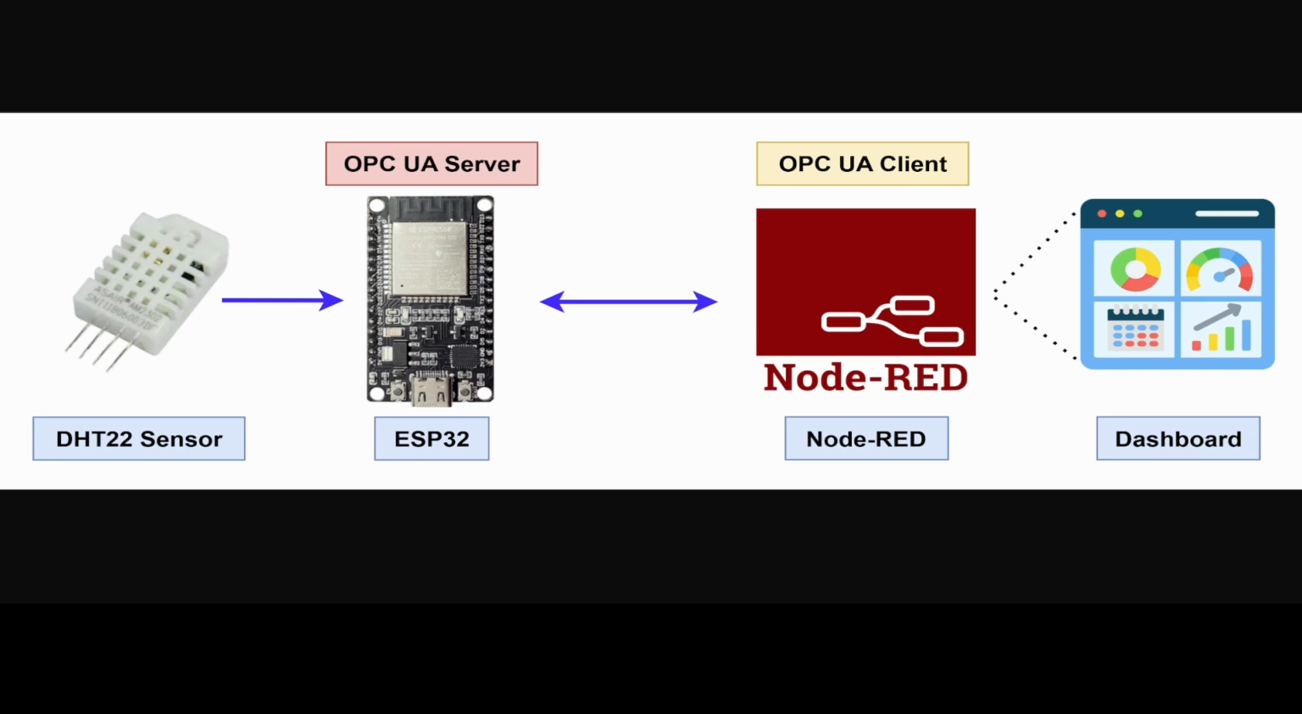Let's get started. First of all, let's try to understand the data flow diagram. On the left-hand side you can see the DHT22 sensor, and next to that the ESP32 board, which is running an OPC UA server. Then we have the OPC UA client, which is Node-RED in this case. On Node-RED we have a dashboard which will visualize the temperature sensor values that we are receiving from the ESP32.